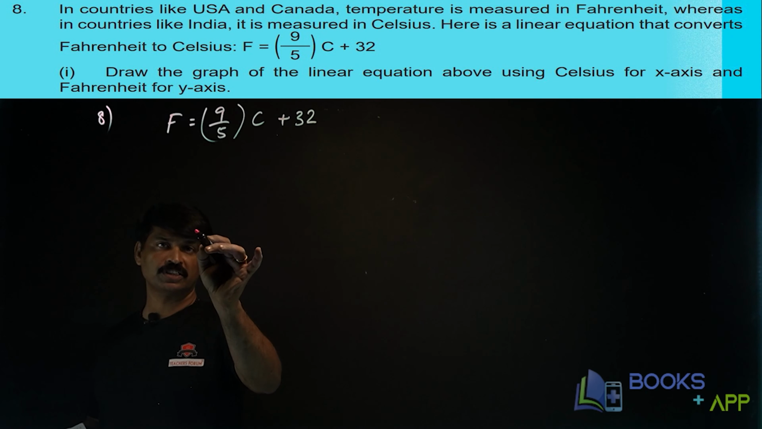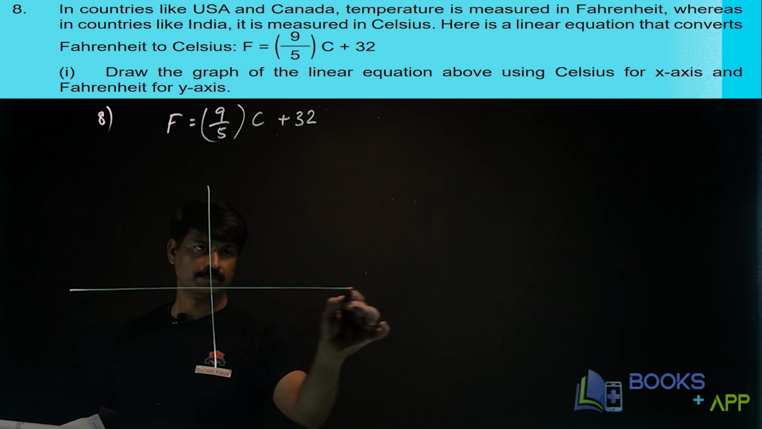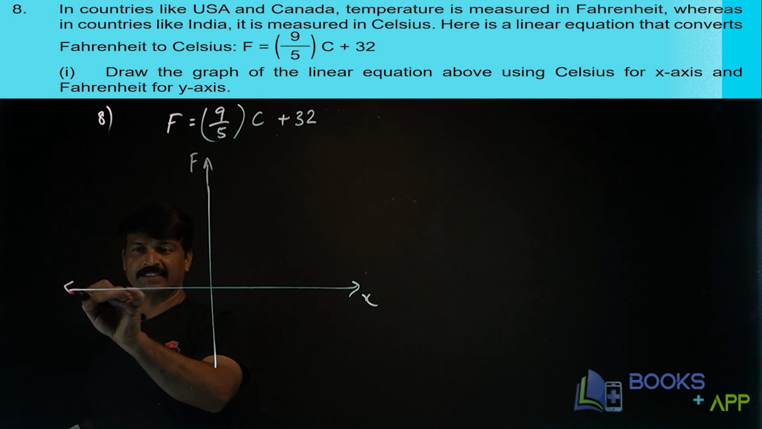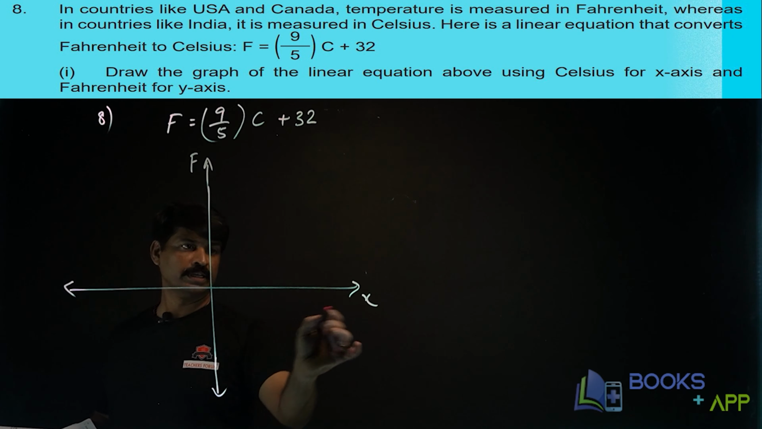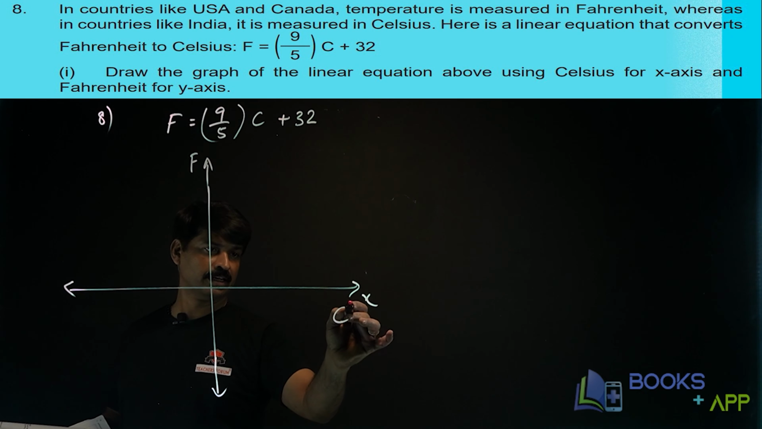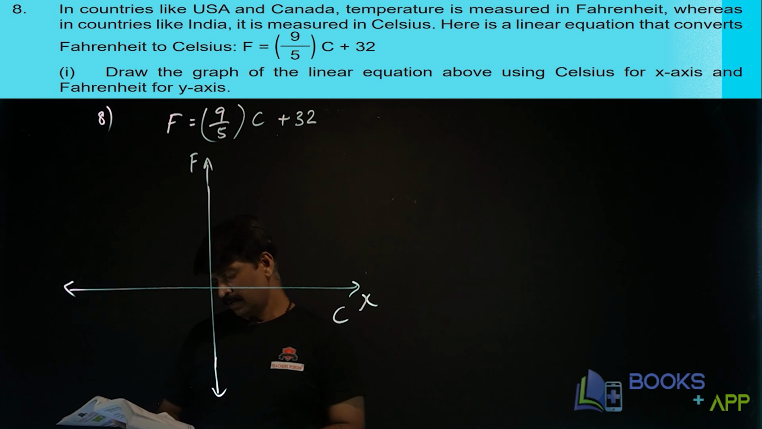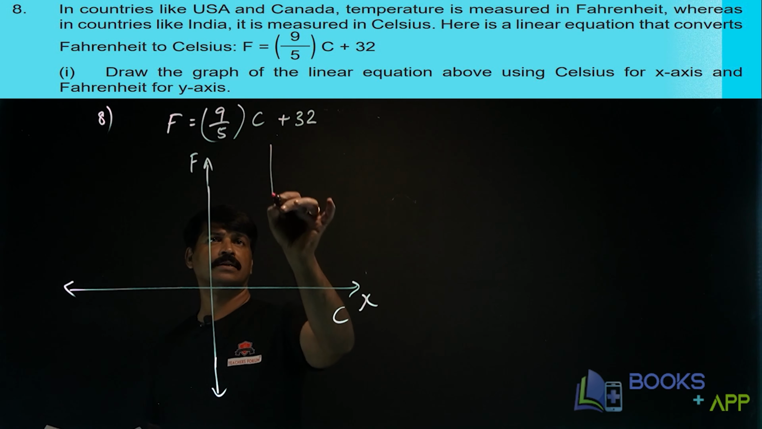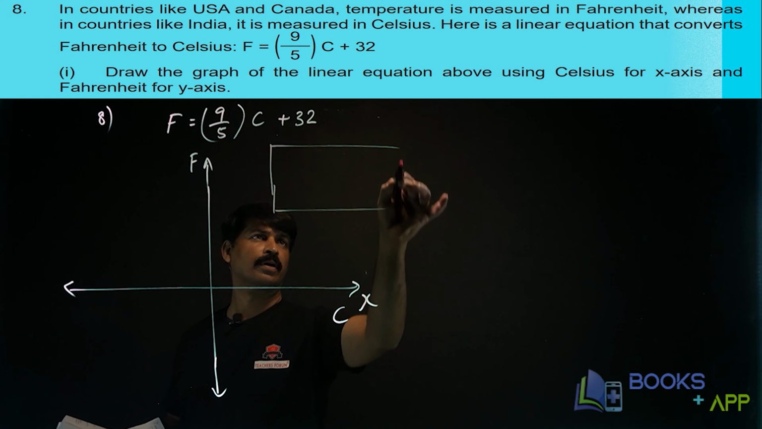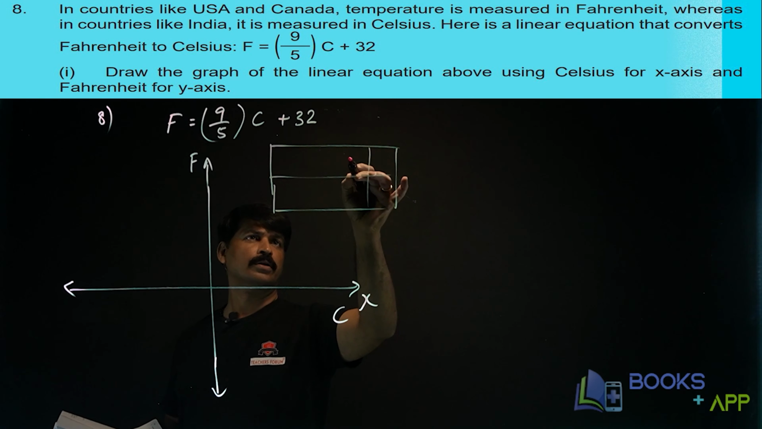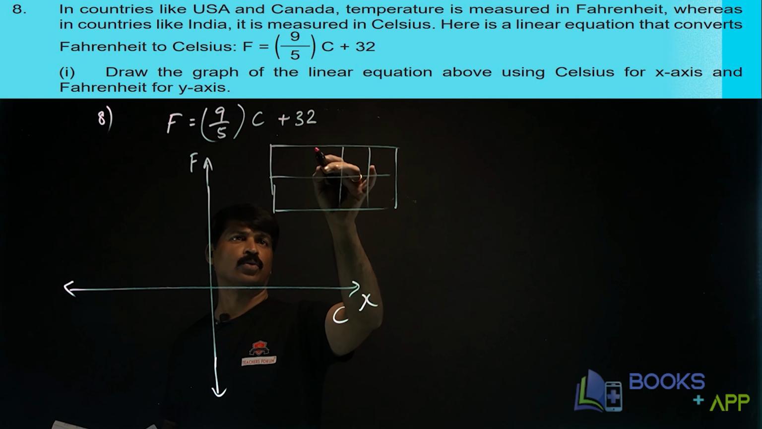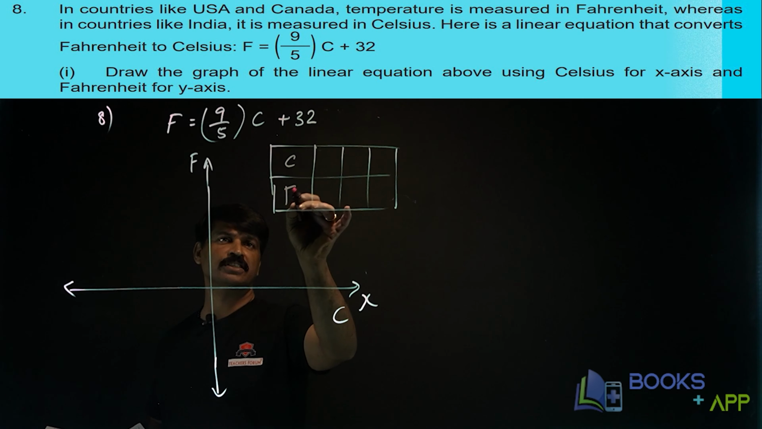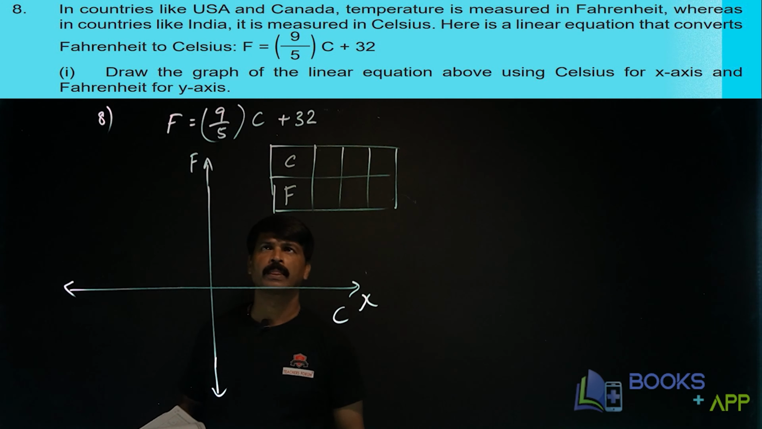Using Celsius for the x-axis and Fahrenheit for the y-axis, we have to draw a graph. Now, how can we draw the graph? Yes, let us draw a table. You know, a minimum of 3 values are required. So, here let us write Centigrade, Celsius, and here let us write Fahrenheit.